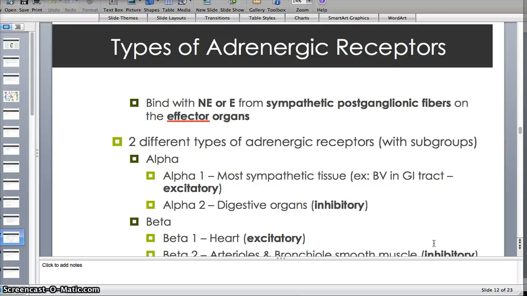So kind of just a recap of those. So definitely know what each of these receptors will do when we have norepinephrine bound to them.